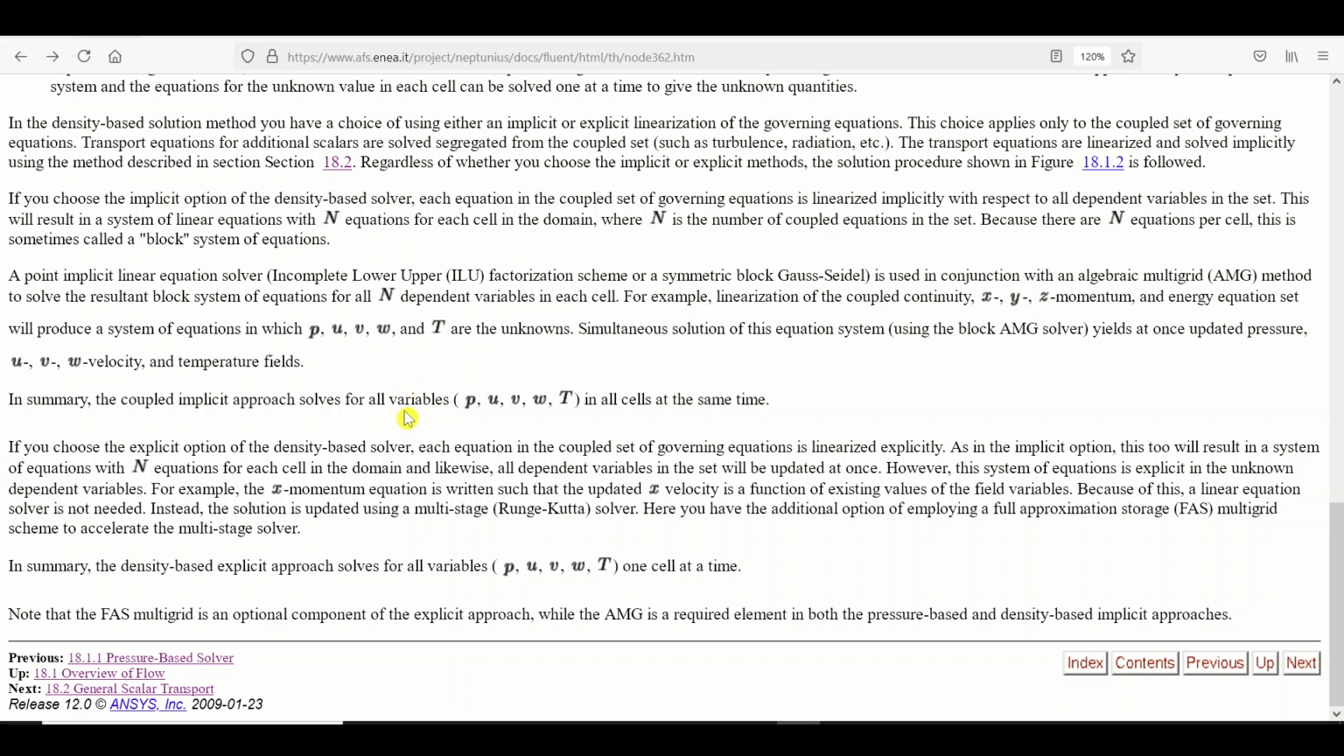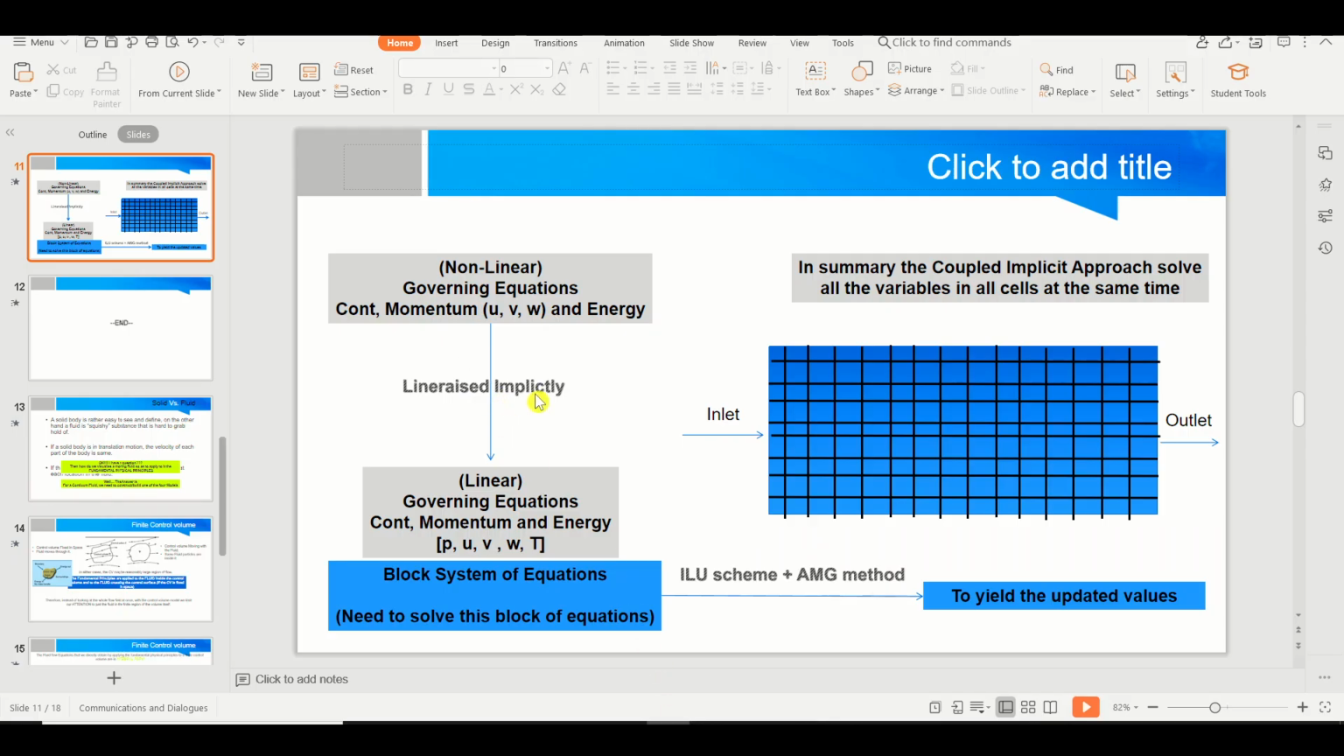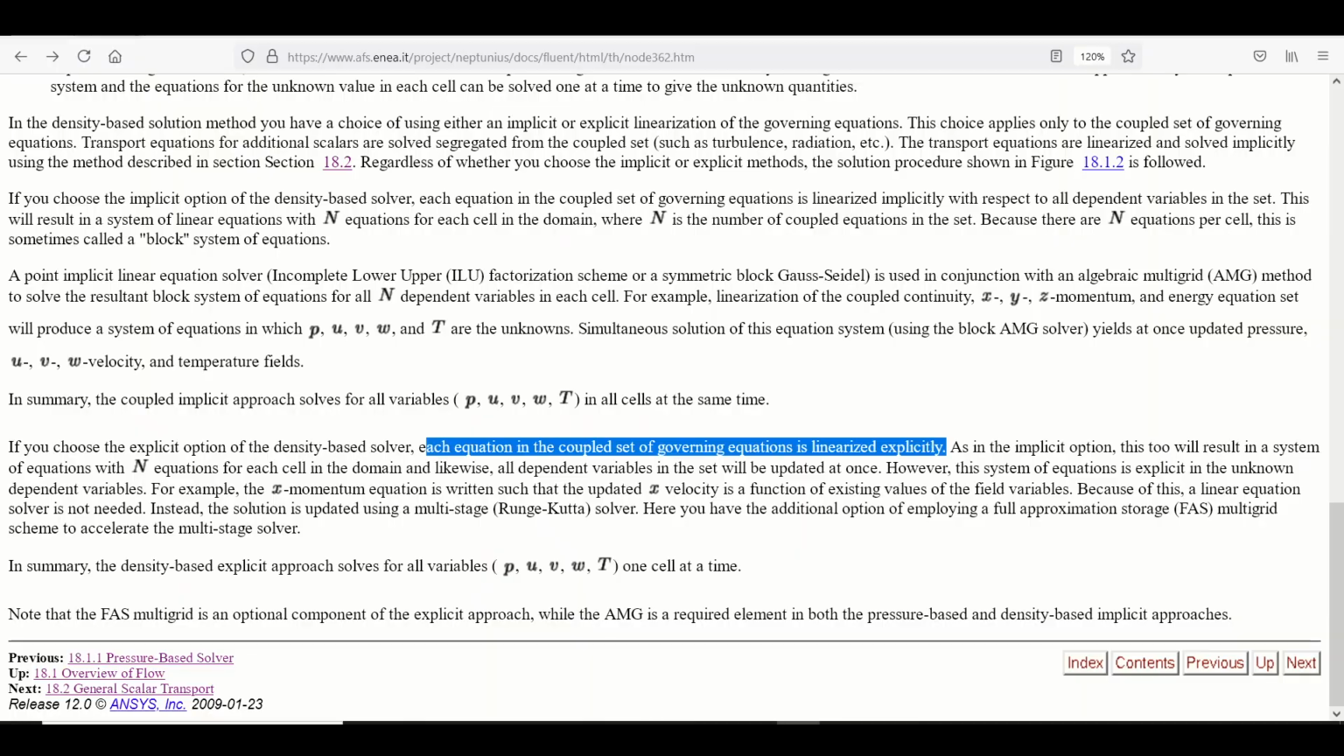All right, now if we are moving with the coupled explicit formulation, what is happening, we will just see it is quite opposite of it, to be in a simple straight forward way. If you choose the explicit option of the density based solver, and each equation in the coupled set of governing equation is linearized explicitly. Okay, I mentioned over here that we are linearizing implicitly, now we are linearizing explicitly. Okay, as in the implicit option, this too will result in a system of equations with n equations for each cell in the domain, and likewise all dependent variables in a set will be updated at once.